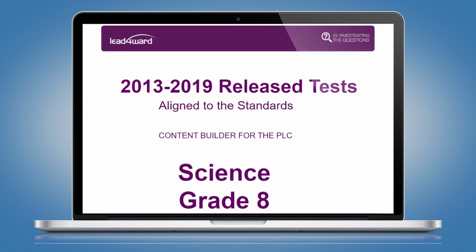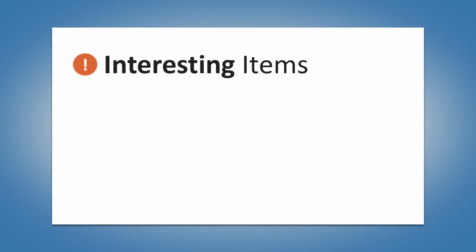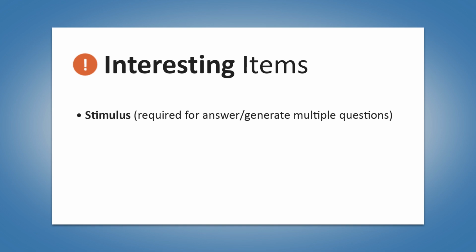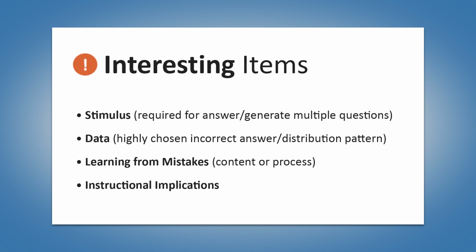We'll use a sample science item to look at one more cool feature of the IQ tool. If you ever notice this symbol, it reveals the item as interesting. To be labeled as an interesting item, it must meet most of the following criteria. Was the stimulus critical to the item, or could it be used to generate several other different questions? Does the state level data for the item reveal a highly chosen incorrect answer, or any interesting patterns? Does the item reveal likely content or process or testing errors that we can learn from? And lastly, are there meaningful instructional implications we can pull from this item?